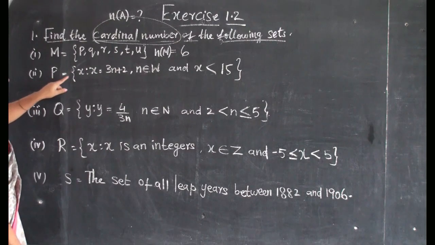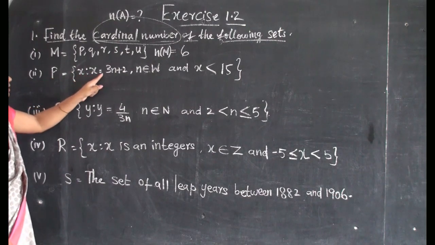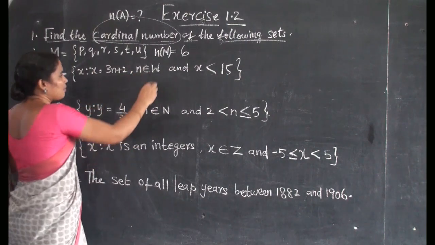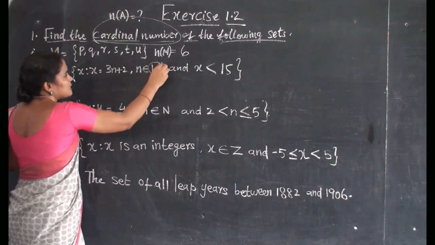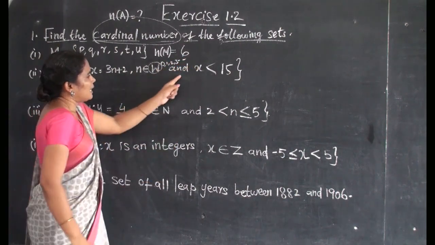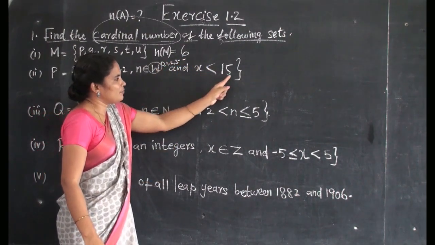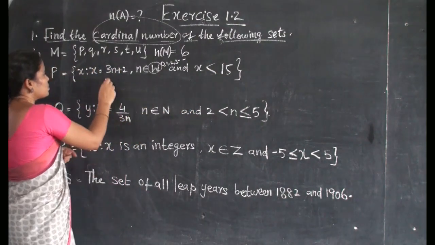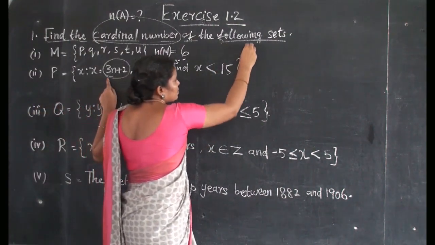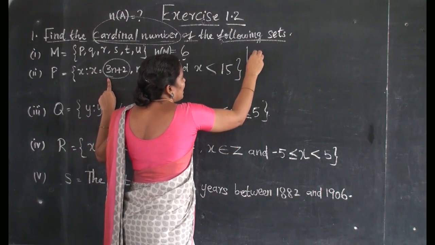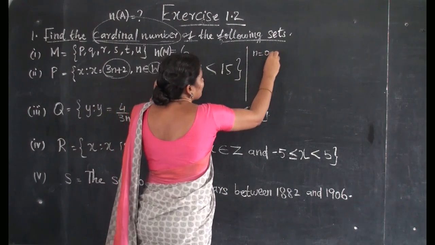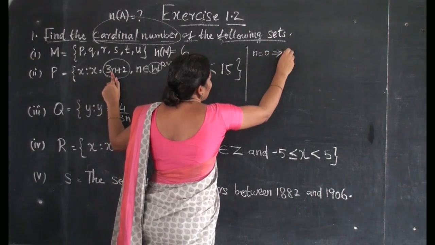Next, P = {x : x = 3n + 2, n belongs to W, the whole numbers starting from 0, 1, 2, 3, and x < 15}. We have to solve 3n + 2. So start by taking n as a whole number, that is 0, and apply it in 3n + 2.